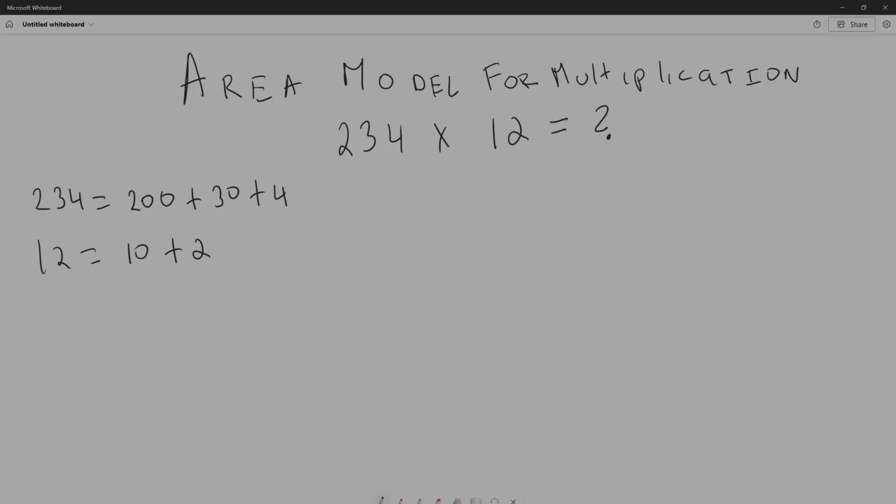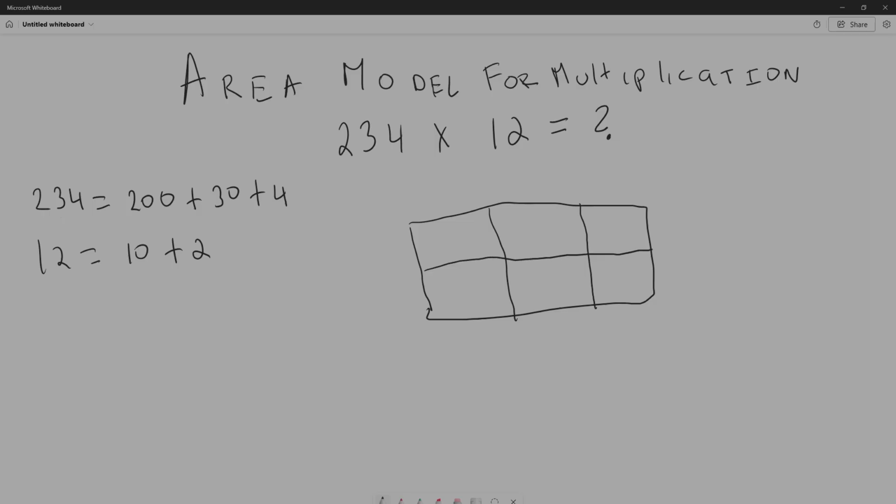Okay, so now as you can see, we have 3 numbers here and 2 numbers here. So we're gonna need a grid of 3 by 2. That means that we're gonna need three columns and 2 rows. So we can do something as follows. 1, 2, and 3, and then 2 rows. On the top we're gonna write 200 plus 30 plus 4. So notice we haven't changed the numbers. We're just decomposing it into smaller numbers so we can do easier multiplication.